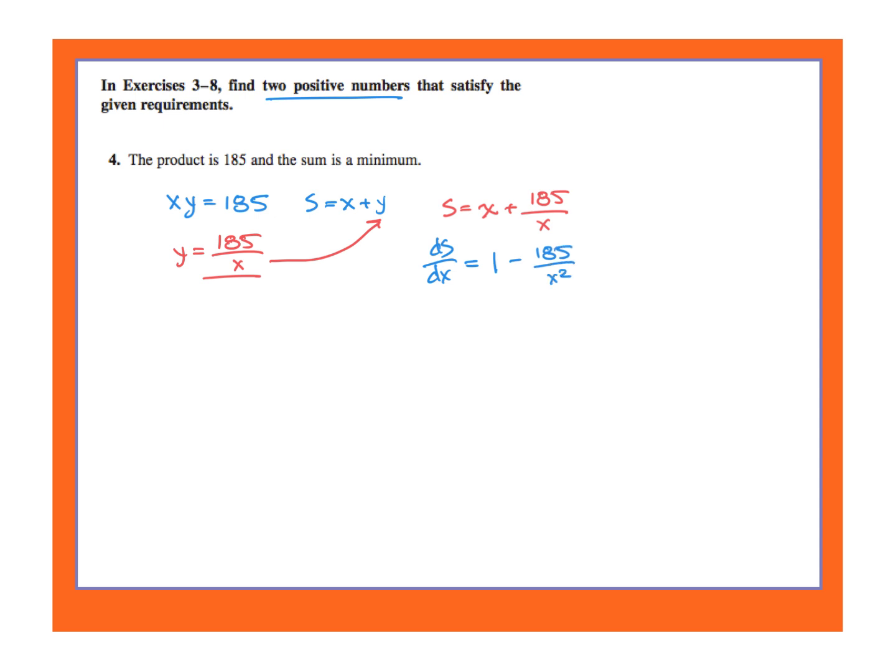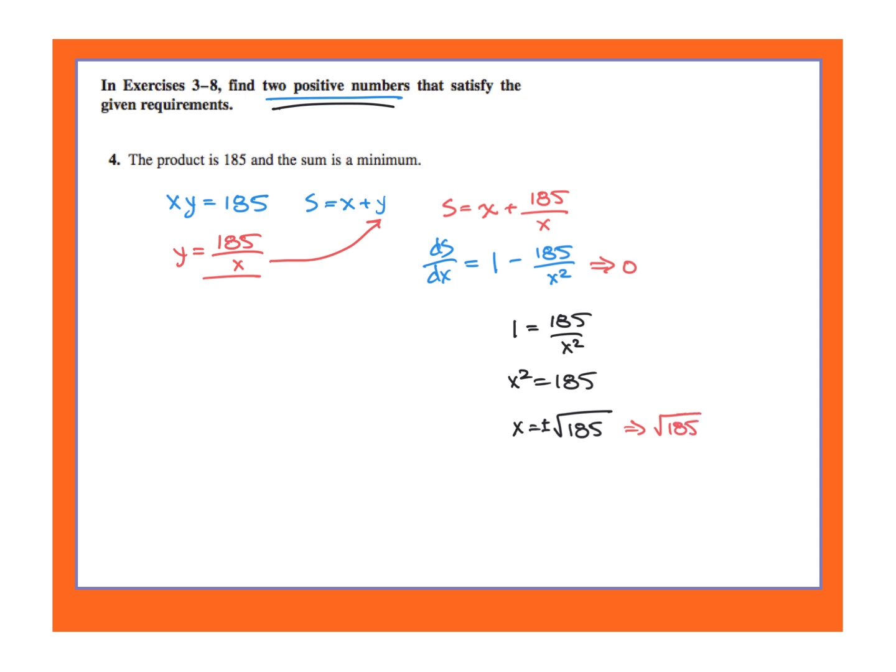Now we're going to take that and set it equal to 0. Now I need to solve for x. So I have 1 is equal to 185 over x squared when we add it over to the other side. Now we multiply by x squared, and so x squared is equal to 185. Then we square root it. So x is equal to, technically, plus or minus square root 185. However, do we want the negative square root? No, because it says two positive numbers. So we just want the positive square root of 185.